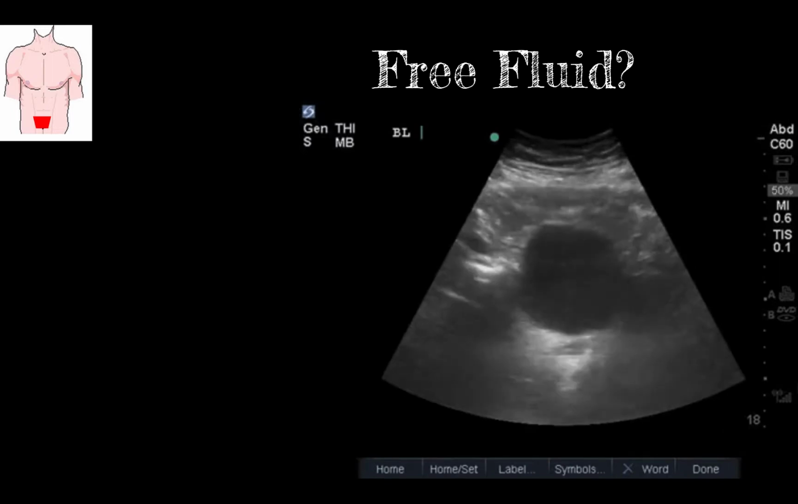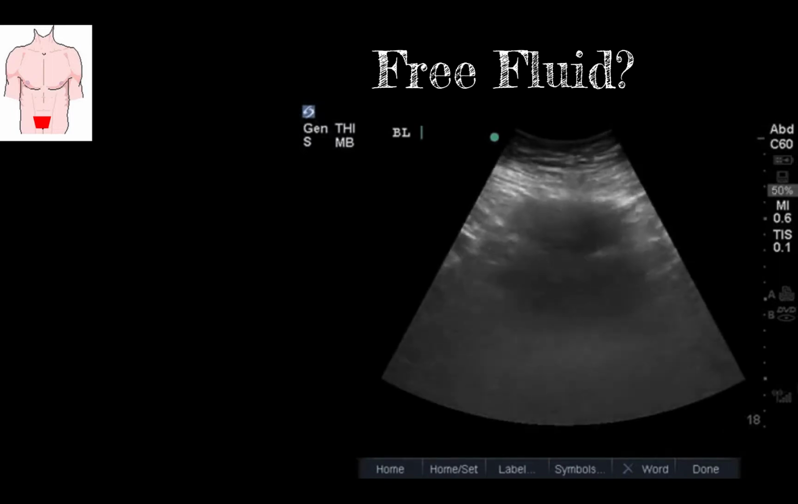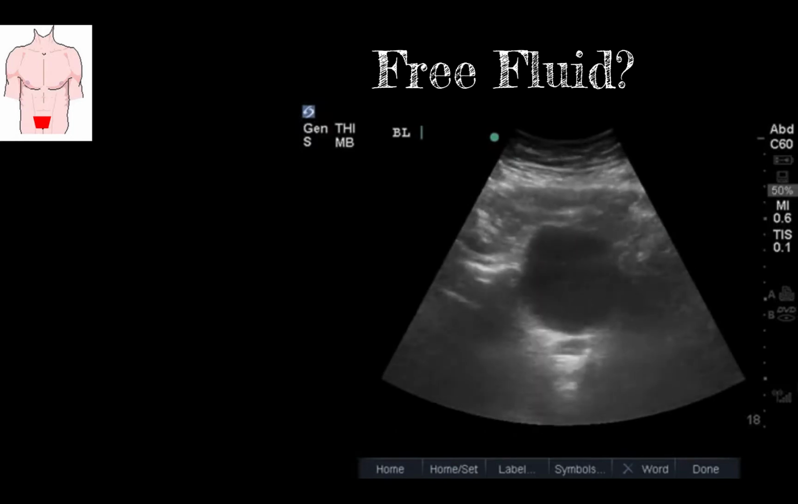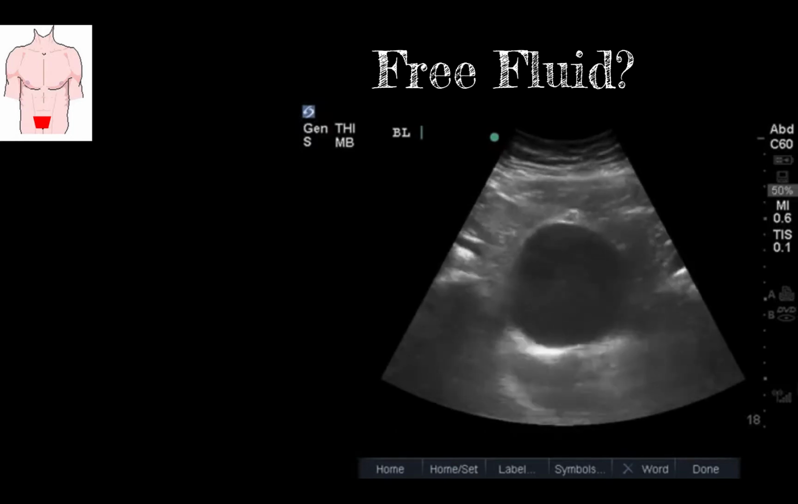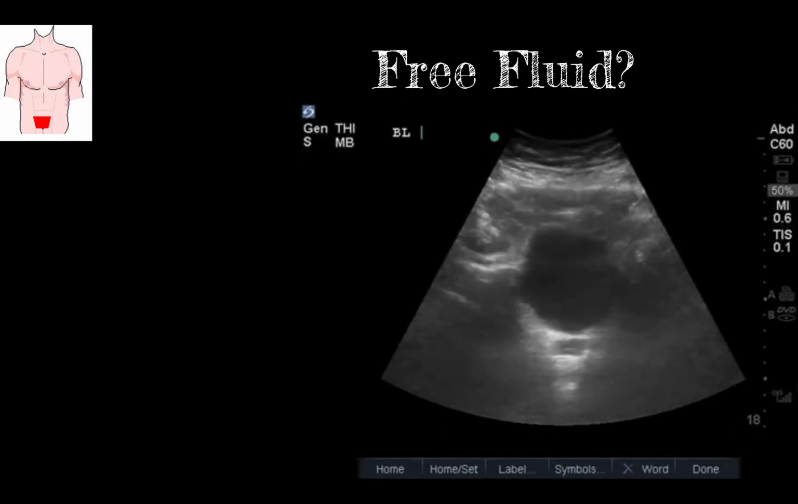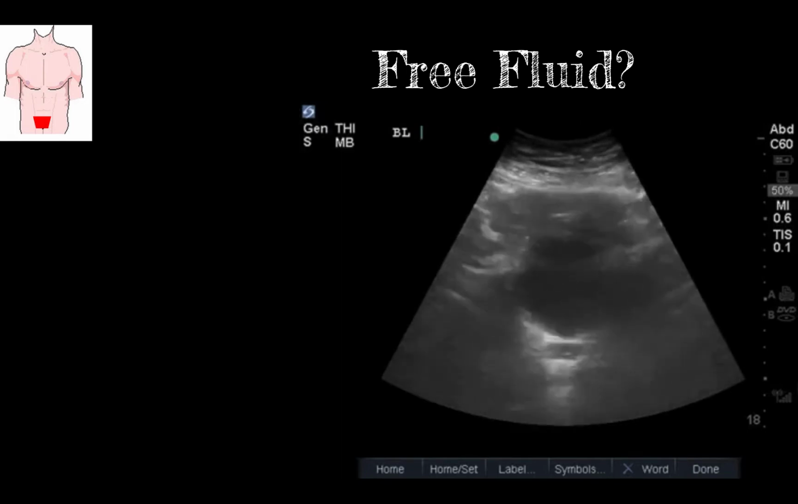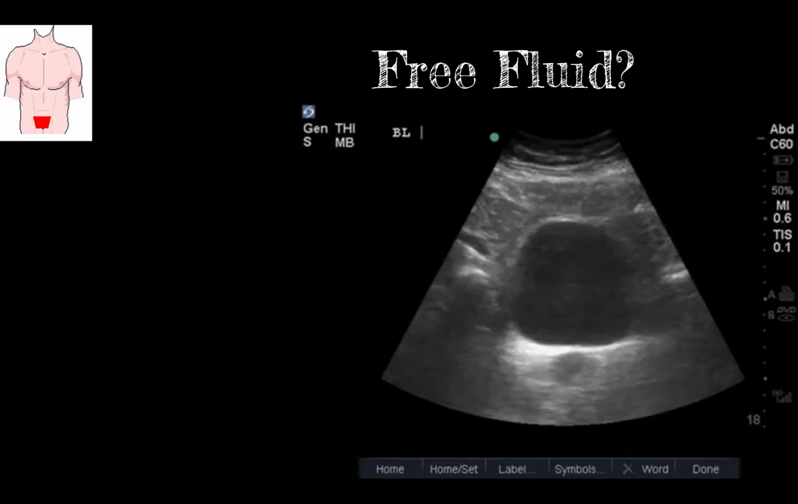Here's a view of the bladder, the big, round, fluid-filled sac in the middle of the screen. This is the transverse orientation, and you don't see much free fluid, although you do see that edge shadow artifact that we talked about last time. You can tell that it's artifact because it has some dirty white shadows within it, rather than looking like the black fluid we saw in the positive exams earlier.